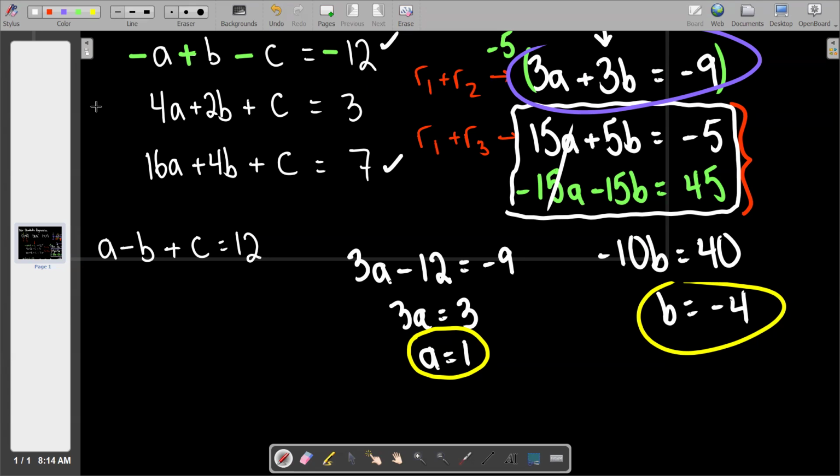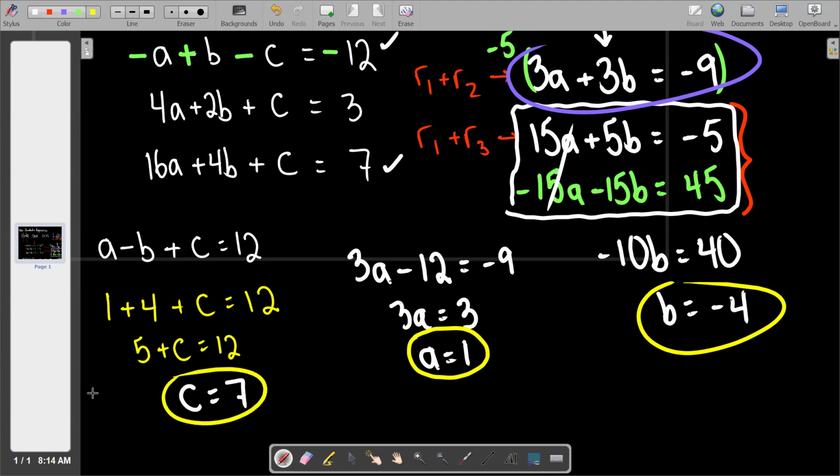So what are we going to change the A into? A is 1, so we have 1 plus 4, because that's -4, plus C equals 12. And then from here, 1 plus 4 is 5. And if 5 plus C equals 12, then what is C? C is 7. Now, these three things in the yellow eggs are your answers.